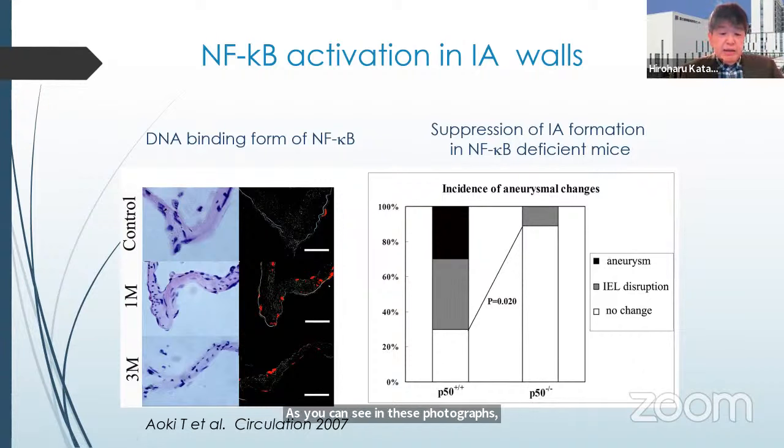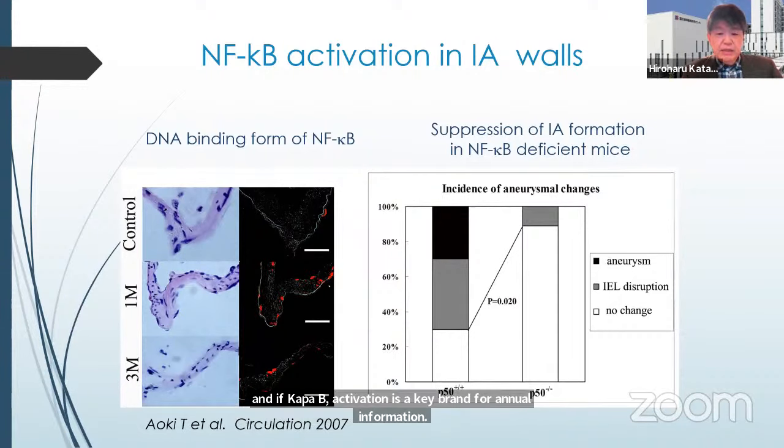NF-kappa B is phosphorylated, activated in the early stage of aneurysm formation, and in mice deficient of the P50 subunit of NF-kappa B, almost no aneurysm occurred. These results suggest that NF-kappa B activation is the key event for aneurysm formation.